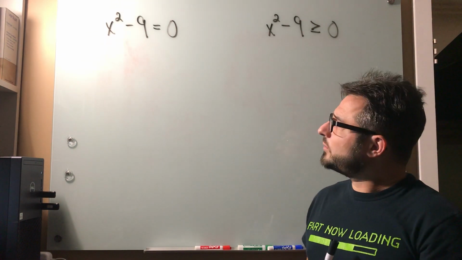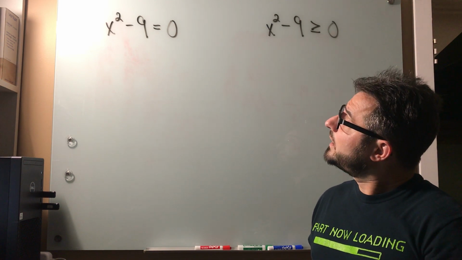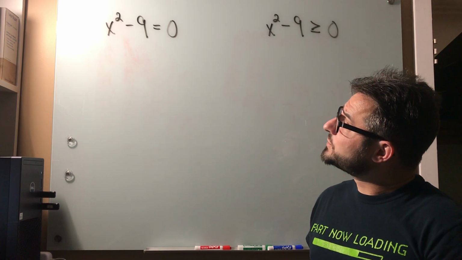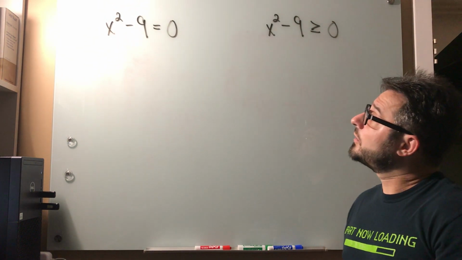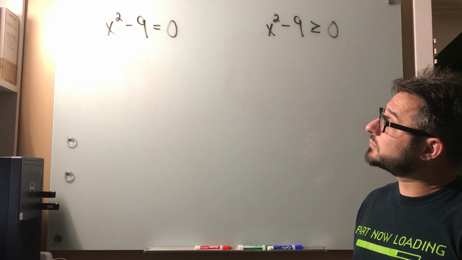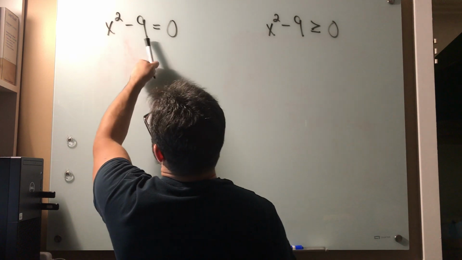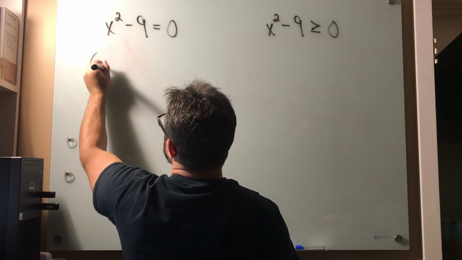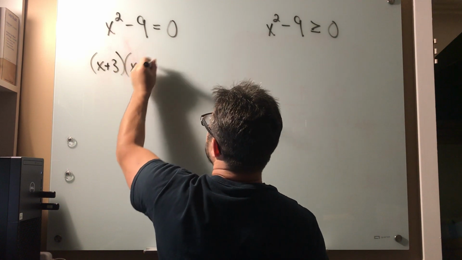Now we're going to start with the equation because that's something we should be much more familiar with. The idea here is to employ a rule called the zero product rule, or even to use the square root property. Both are an option here. We're going to stick with factoring for the moment. This is a difference of squares that can be factored as x plus 3 times x minus 3.